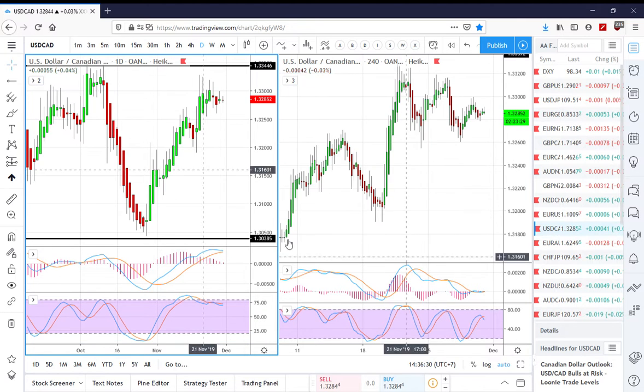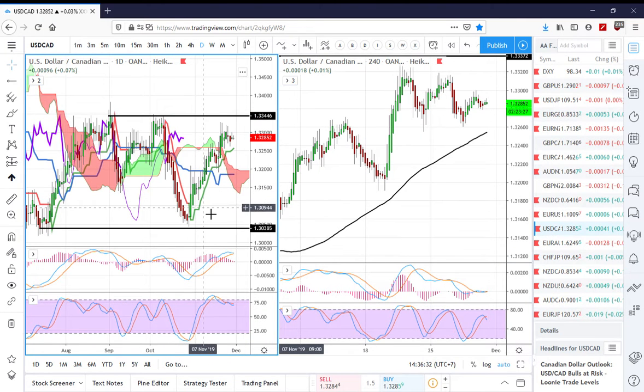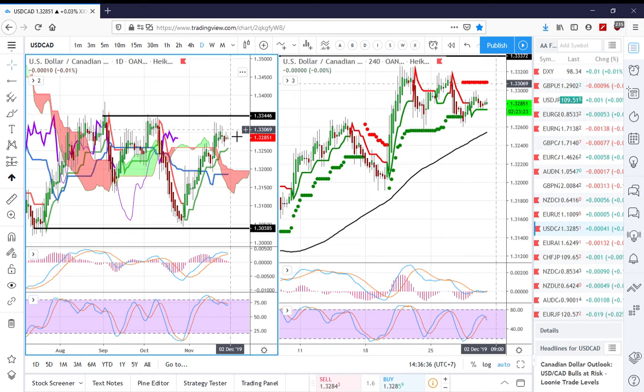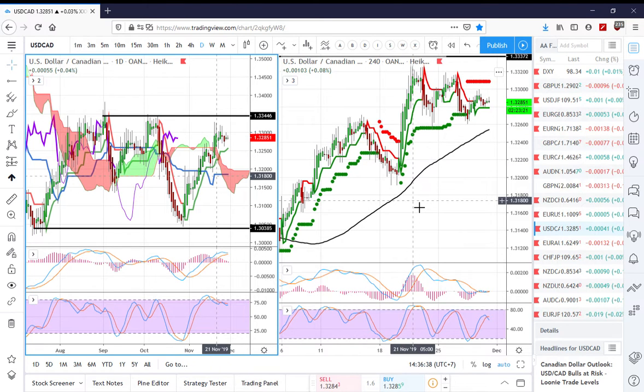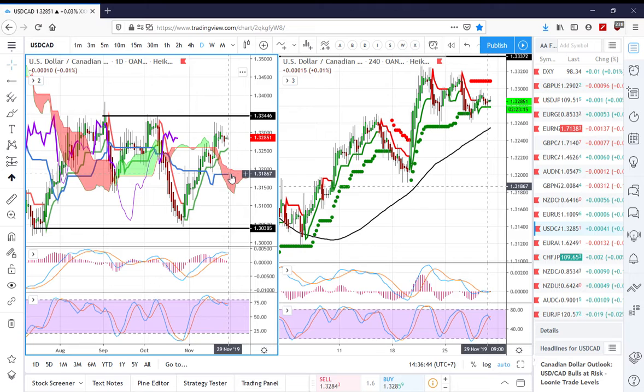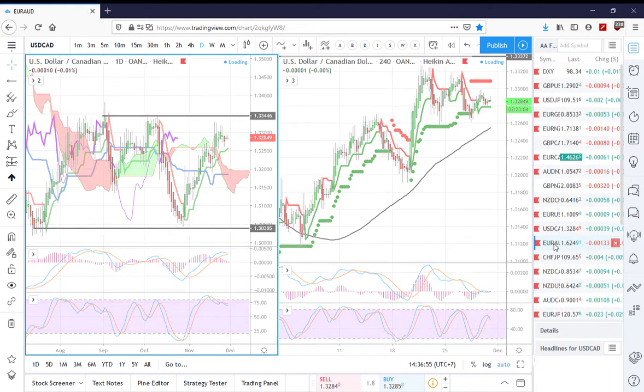US dollar CAD is the same thing. It's in a sideways distribution at the moment, so it looks like it's trying to turn over back down towards the Keynesian again, and it's in a reversal on the 4 hour at the moment, but it's not really doing much at the moment. It's just on my watch list at the moment, that one.